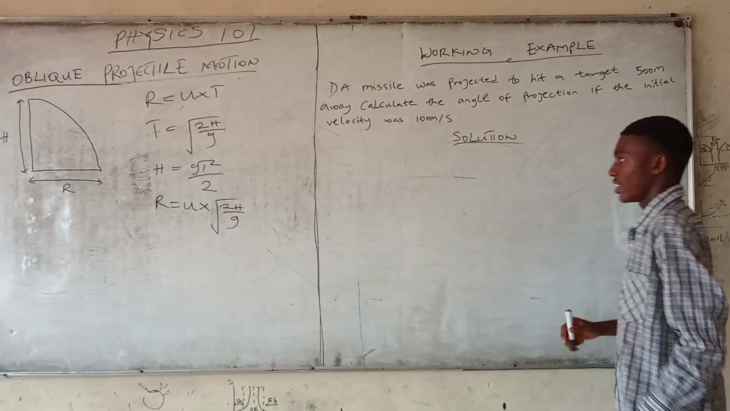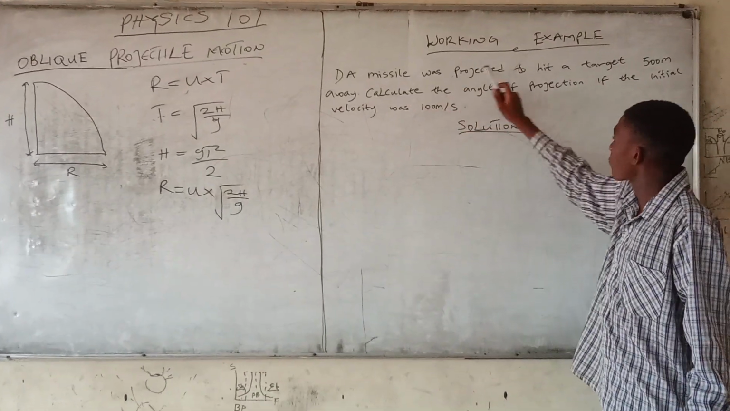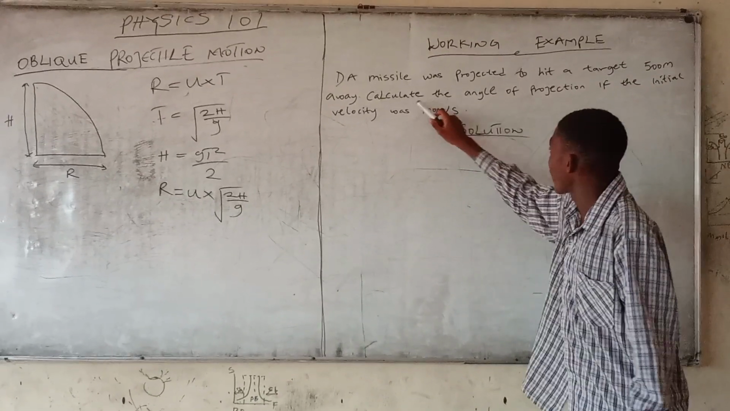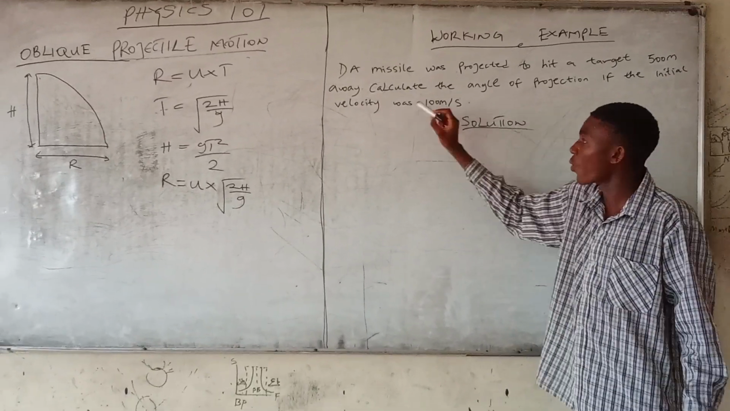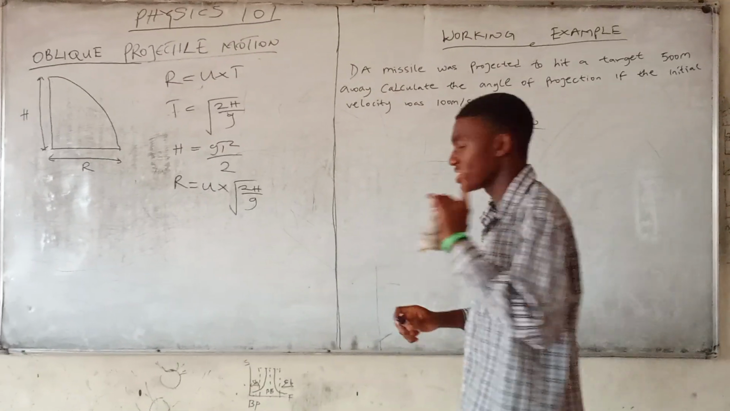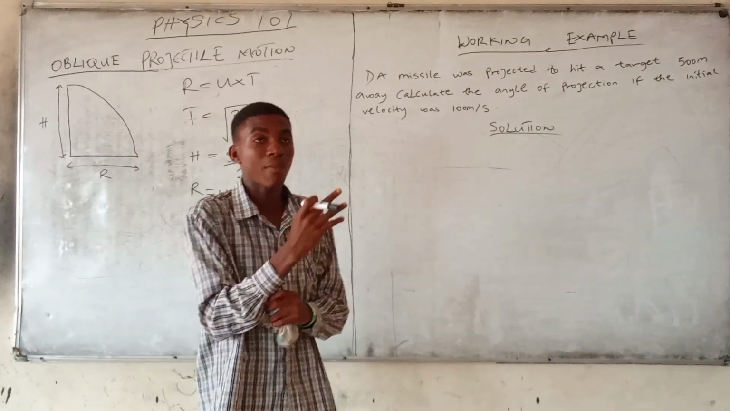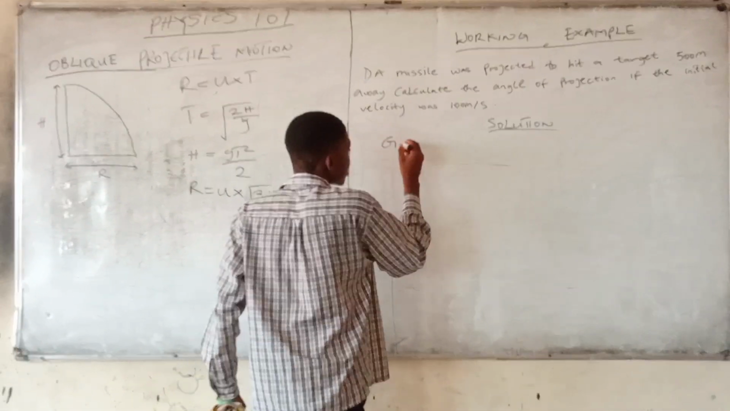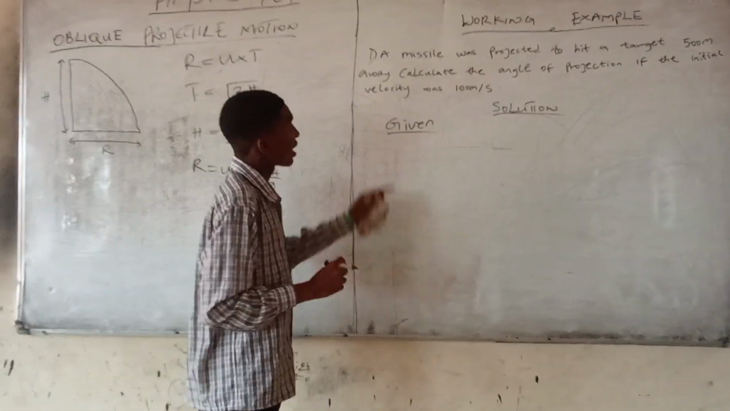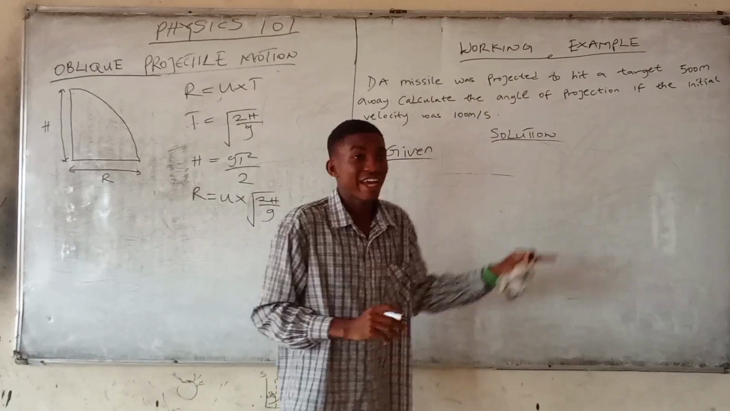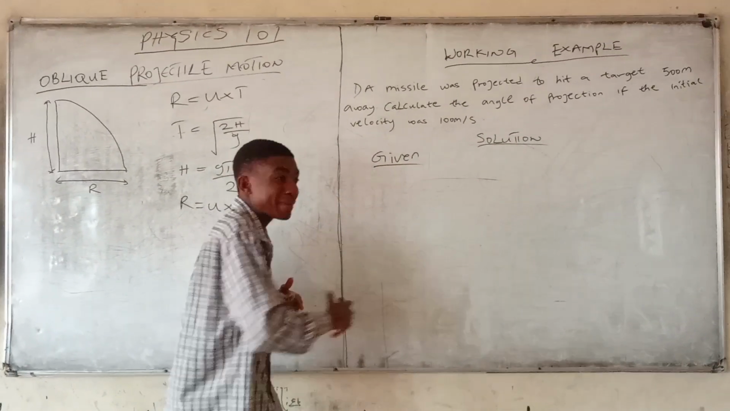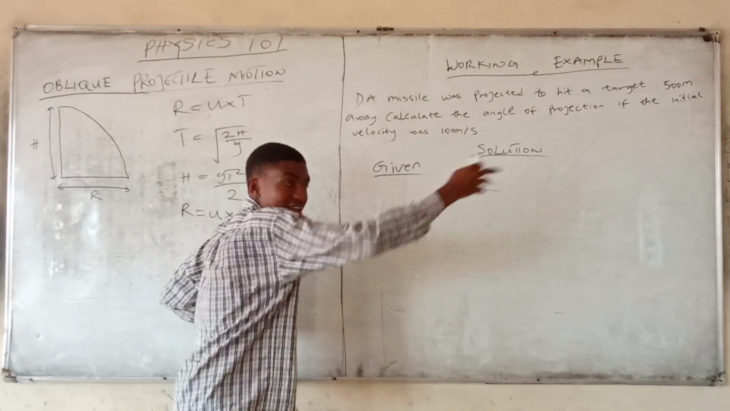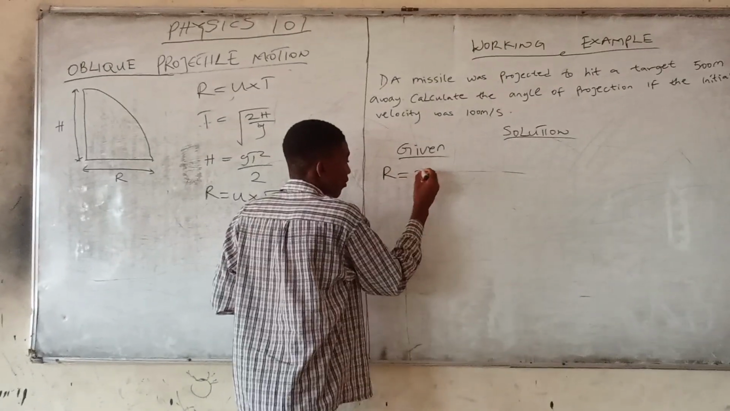Now, let's do an example. The example says a missile was projected to hit the target 500 meters away. Calculate the angle of projection if the initial velocity was 100 meters per second. In solving, the first thing to do is to list your parameters. I've always been saying in all my videos, list your parameters first. So let's go. Our given: the missile was projected to hit the target 500 meters away. What does that mean? The target is 500 meters away, the horizontal distance. So your range equals 500 meters.